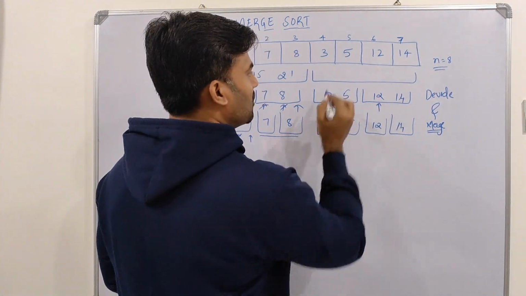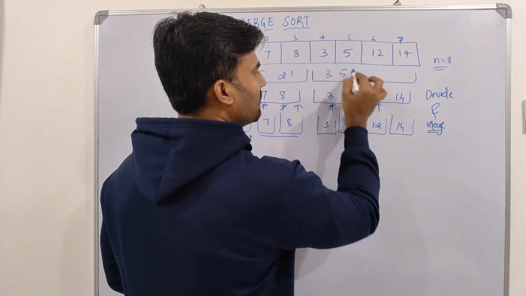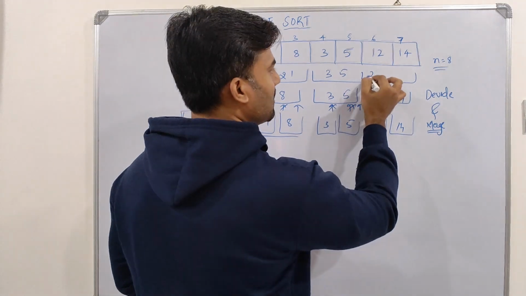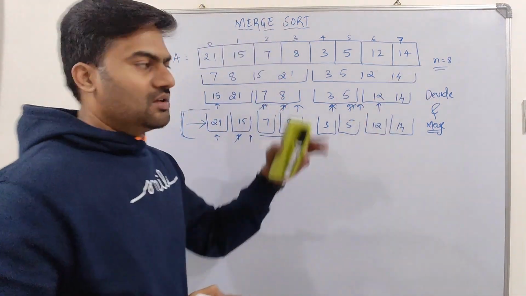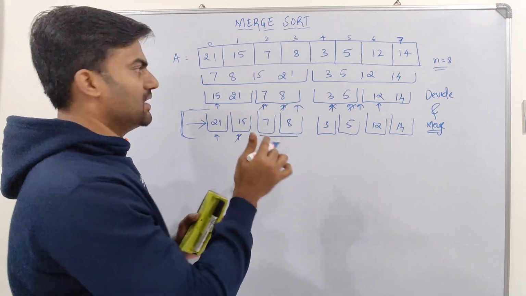3, 12: 3 is smaller, so I will take 3 and increment. Then I will take 5 and increment. It moved out of the array, so 12 and 14, I will copy them. Now I will again repeat the same step.